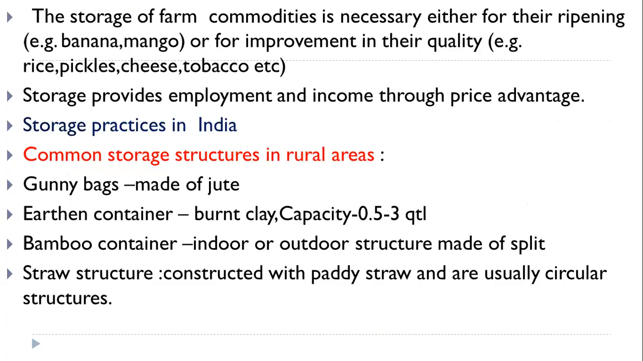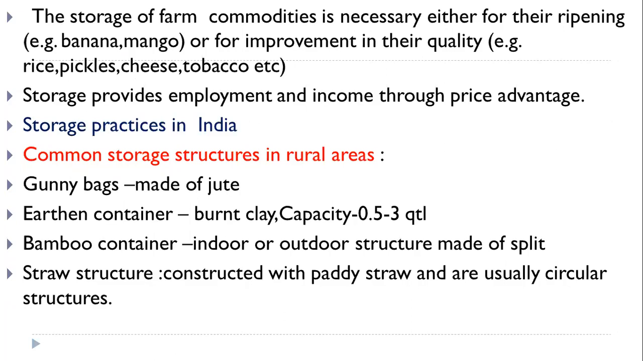The storage of farm commodities is necessary either for their ripening, for example, in case of banana and mango, or for improvement in their quality, for example, in case of rice, pickles, cheese, tobacco, etc. Storage provides employment and income through price advantage. Now we see different storage practices in India. Common storage structures in rural areas. Now see different types of storage structures used in rural areas.